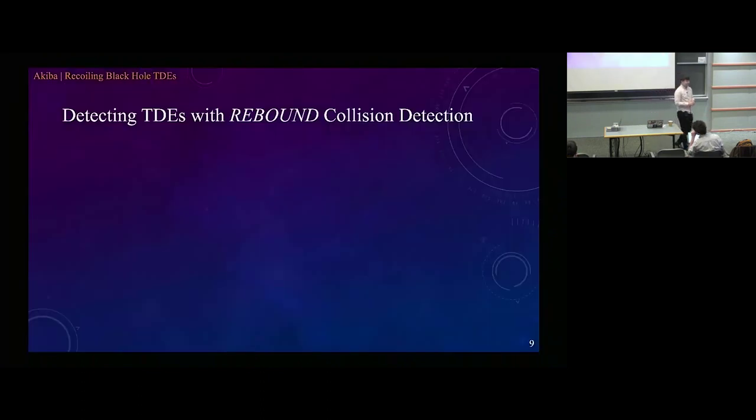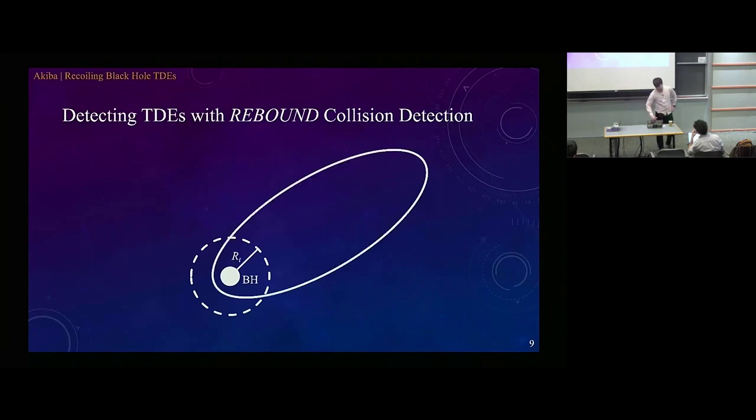So here's how we detect tidal disruption events in our simulations in Rebound. Currently, we use a feature called collision detection in this n-body simulation, where we give the supermassive black hole a tidal radius, and whenever a star comes into this tidal disruption radius, Rebound has a feature to be able to detect this star as it's entering this tidal disruption radius as a collision. And so we can actually track the orbital parameters of this tidal disruption event in our n-body simulations this way.